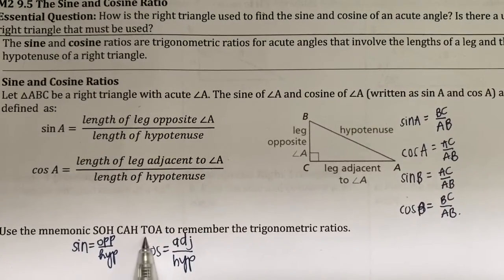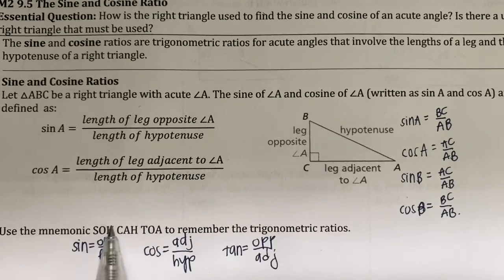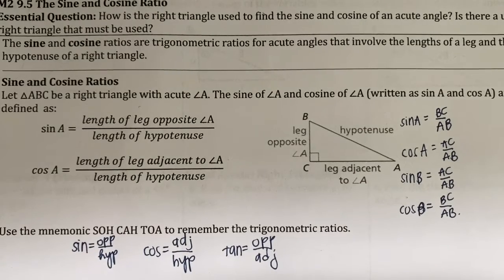And lastly, Toa, we use this for tangent. Tangent's equal to opposite over adjacent. So this mnemonic Sohcahtoa, this is probably the most important thing to remember in this chapter.